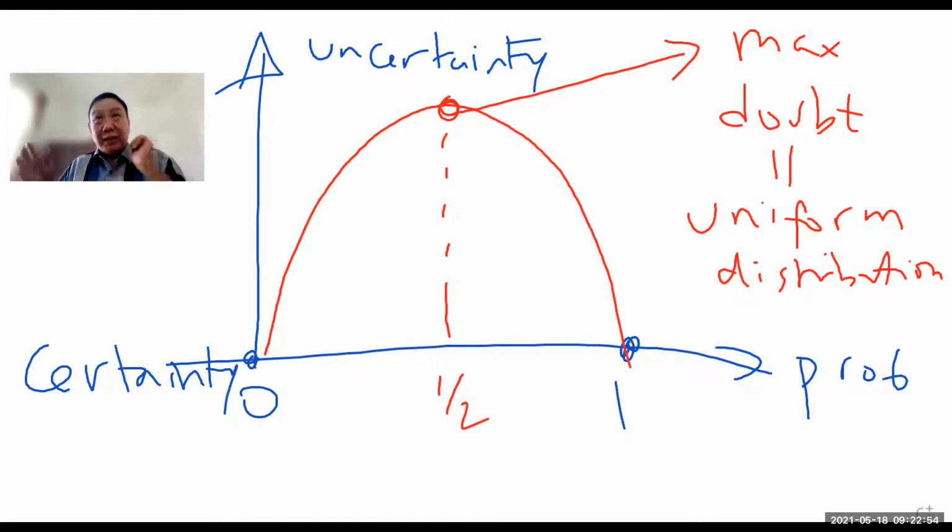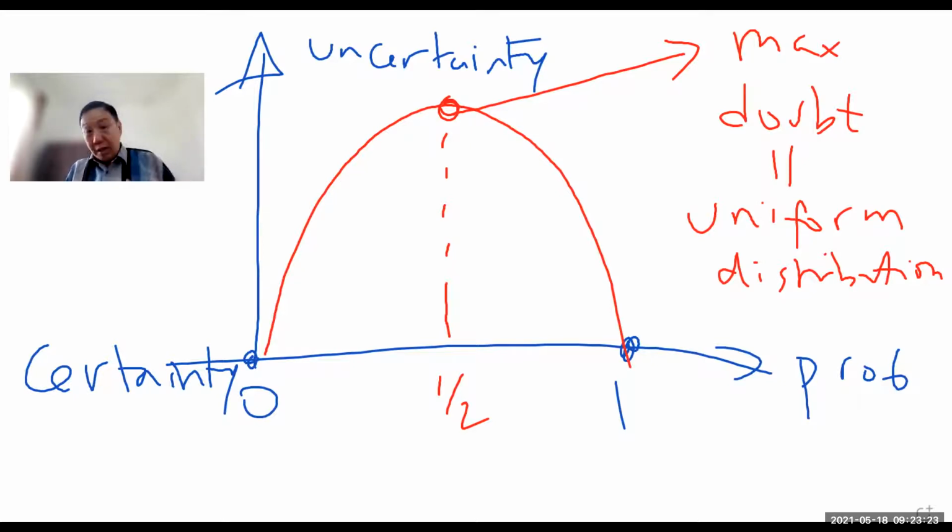So your answer earlier, what is that? 2.5, 4.5, okay, 3 and 4. There's no basis. But if you use uniform distribution, there's a basis there. What is the basis? I want to maximize my uncertainty. Clear?